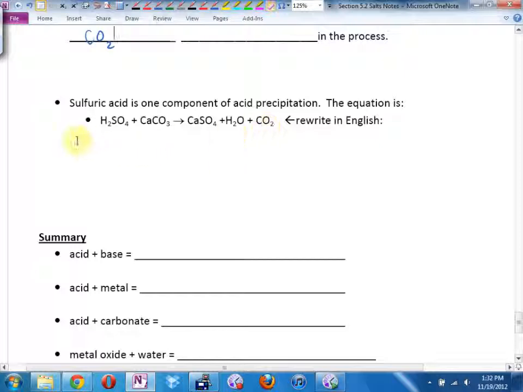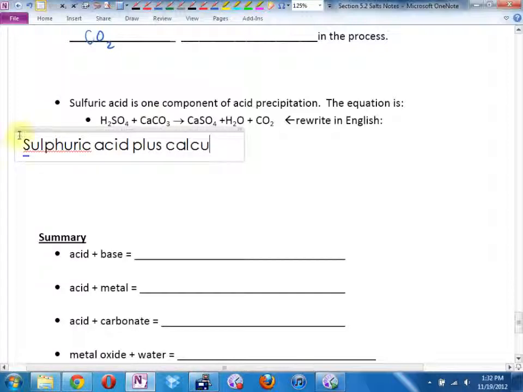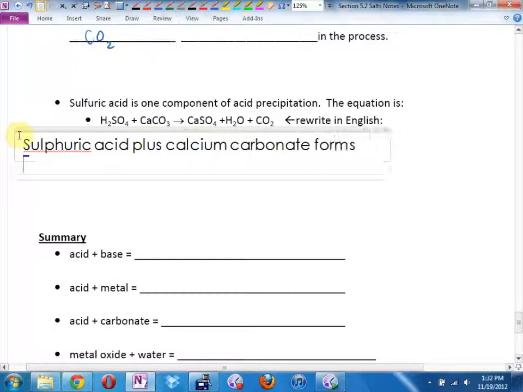So I said, rewrite this in English. I'm going to type because my handwriting is messy. Sulfuric acid plus calcium carbonate forms calcium, was it sulfide, sulfate, or sulfate?